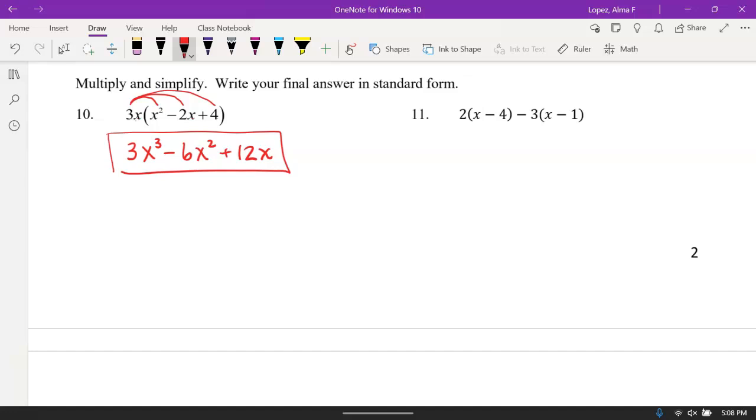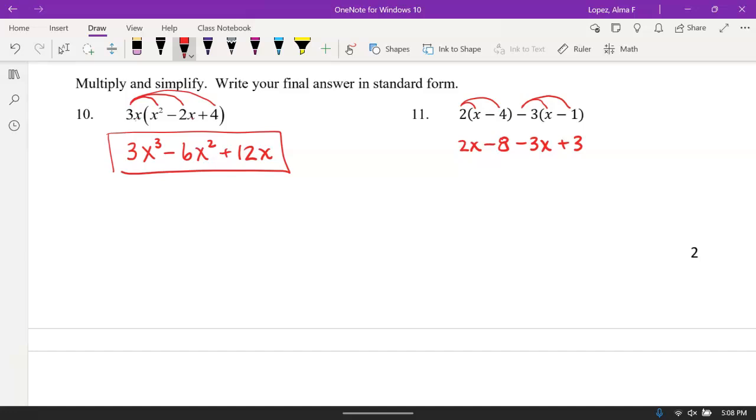On number 11, we've got 2 parentheses, so we're going to distribute the 2 onto the first parentheses and the negative 3 onto the second parentheses. 2 times x is 2x. 2 times negative 4 is minus 8. Negative 3 times x is negative 3x, and negative 3 times negative 1 is plus 3.